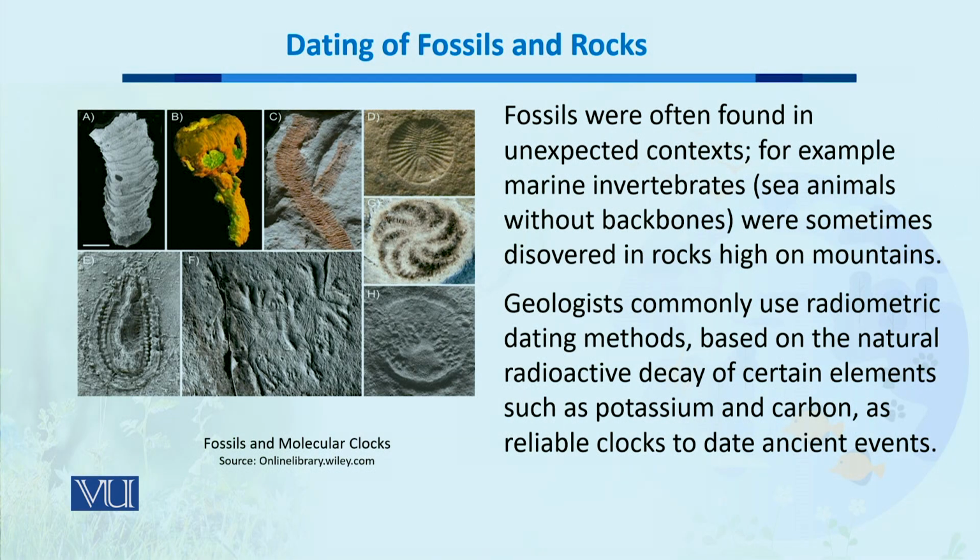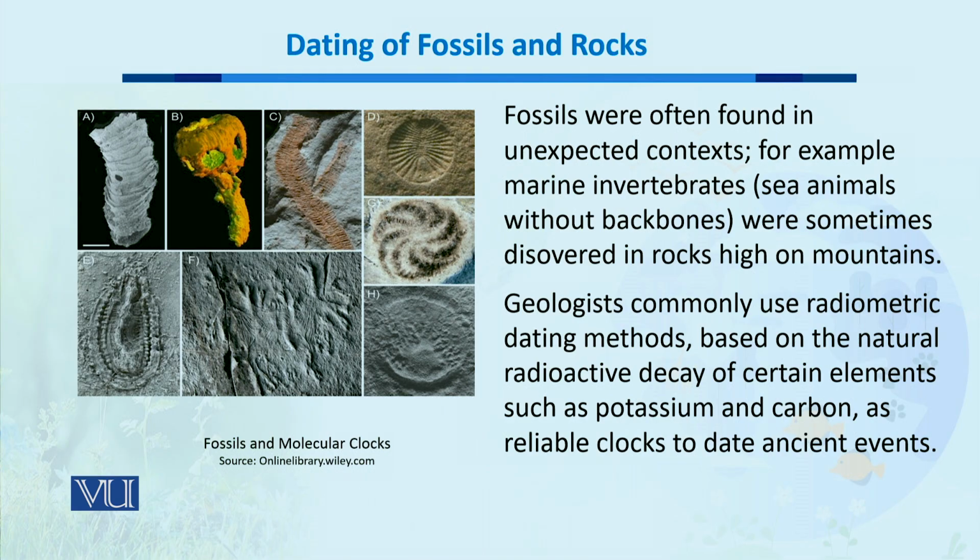Fossils were often found in unexpected contexts and unexpected places. For example, marine invertebrates were sometimes discovered in rocks high on the mountains. Now, when we say marine invertebrates, these are the sea animals which don't have a backbone. We know that vertebrates are the organisms with the backbone starting from fish onwards, and invertebrates are the animals which are without backbone. So the presence of these marine invertebrates high on the mountain suggests that the part of that mountain was, in ancient time, the part of the bed of the oceans.